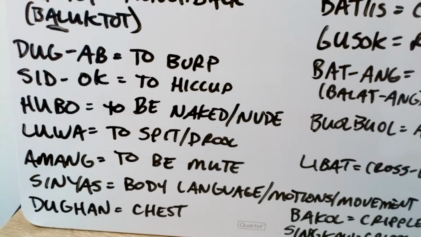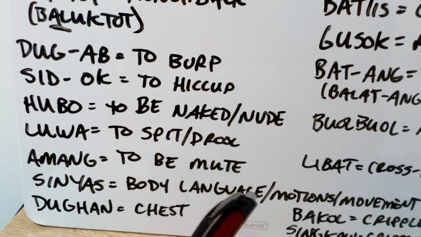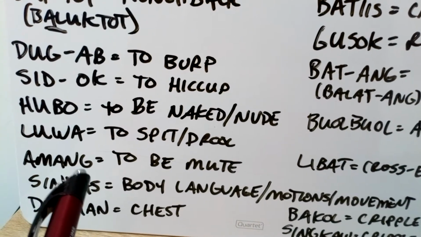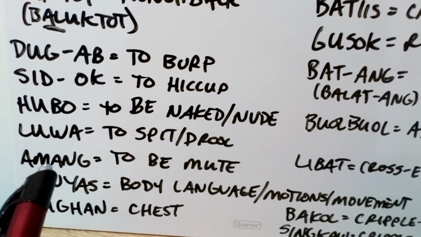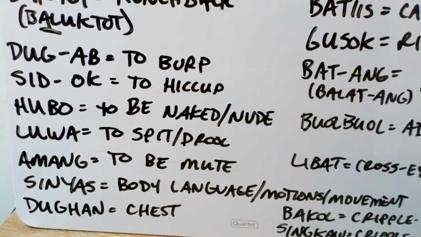And what were they? Buta and bungol. Buta meaning blind, bungol meaning deaf, amang meaning to be mute. So there are some people in the world who are blind, right? And we call them buta. There's some people in the world who are deaf and we call them bungol, right? Because they are hard of hearing, they can't hear.